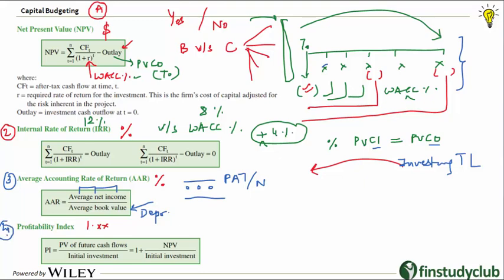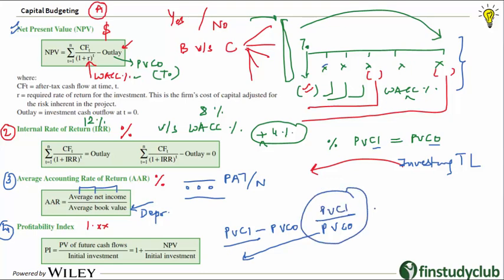Comes the fourth concept of profitability index, which is very similar to net present value. The difference is that NPV is subtractive and this is divisive. So in NPV, we try and calculate PVCI minus PVCO. However, in the case of profitability index, we take this PVCO to the denominator. So what we typically get is PVCI divided by PVCO.